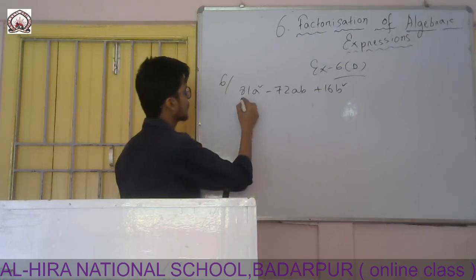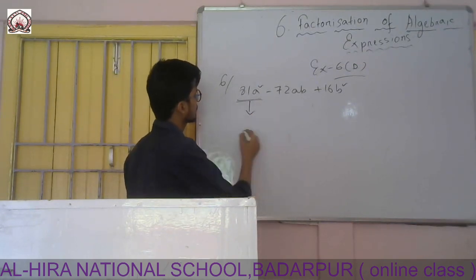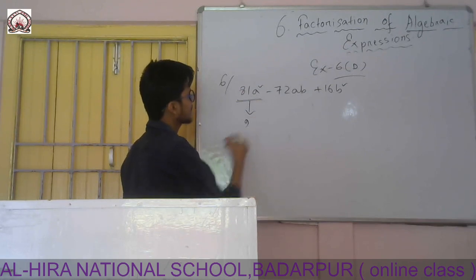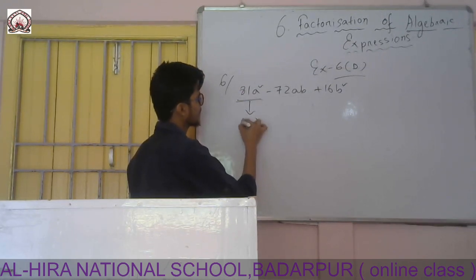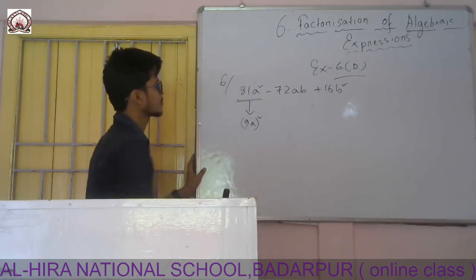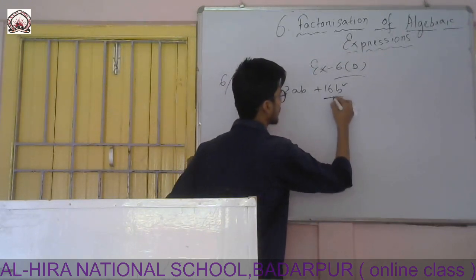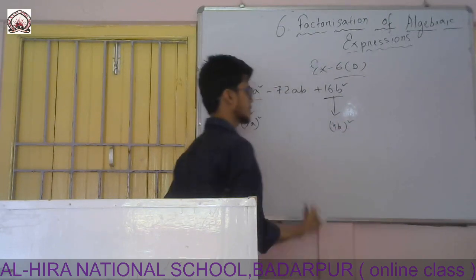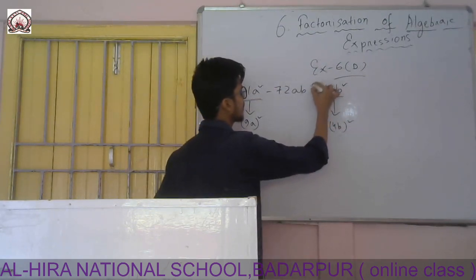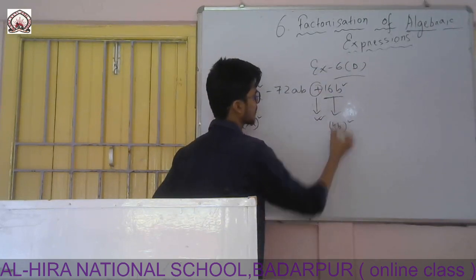First of all I will check whether it is a perfect square or not. 9 square is 81, 9 9s are 81, and a square I can write. That means yes, it is a perfect square term. Now I will check this one. 16 I can write as 4b square. Yes, this one also matches. Now I will check whether there is a plus sign or not. Yes, this one also matches.